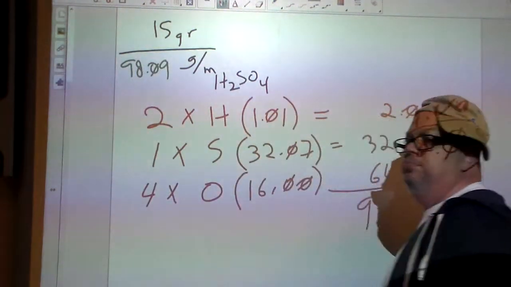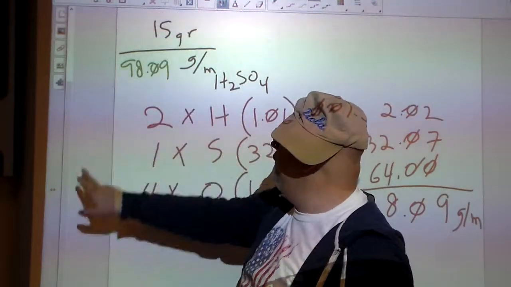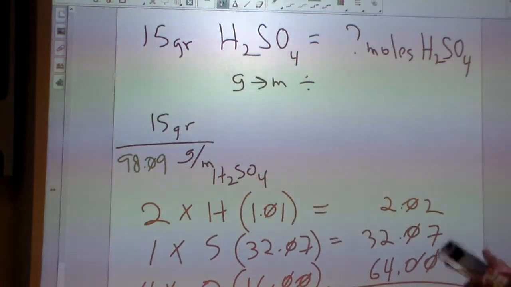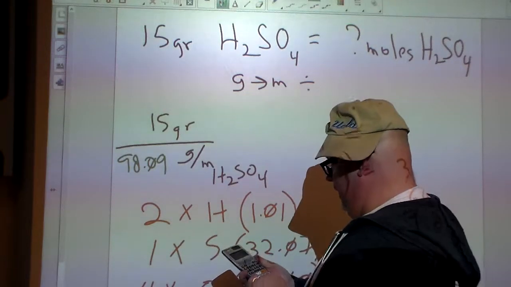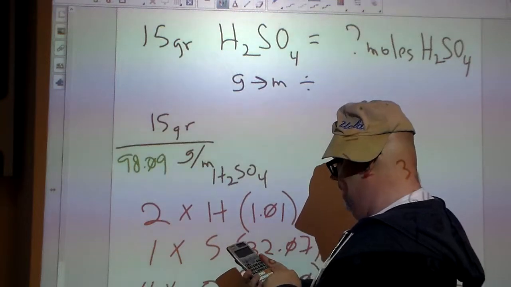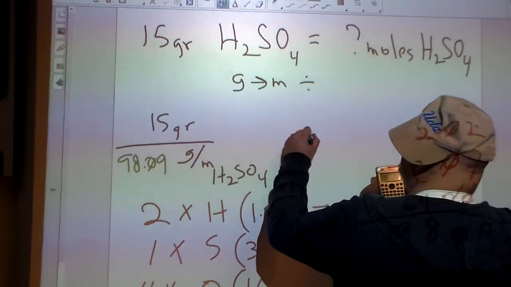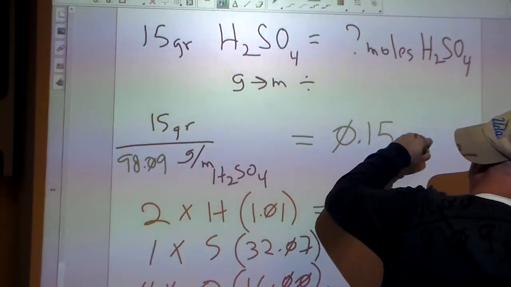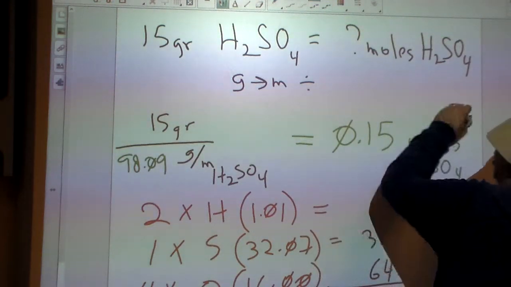So we have 98.09 grams per mole. We're going to take however many grams we started with, which was 15, because that's what I gave at the beginning of the problem, and we're going to divide it by how many grams there are in a mole. So let me clear this up. We got 15 divided by 98.09 equals, and I have, ladies and gentlemen, 0.15 moles of H2SO4.